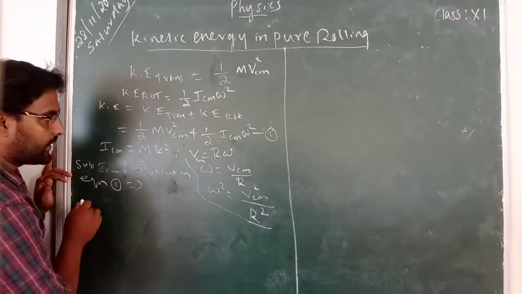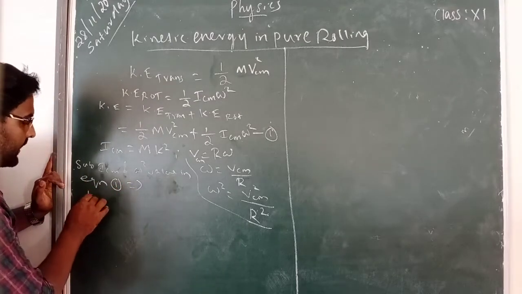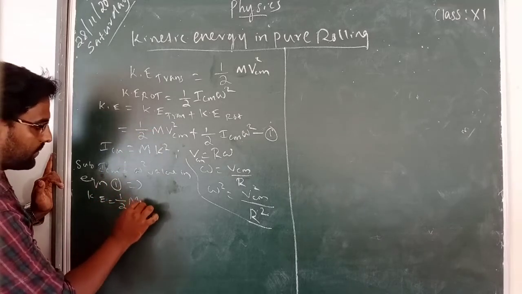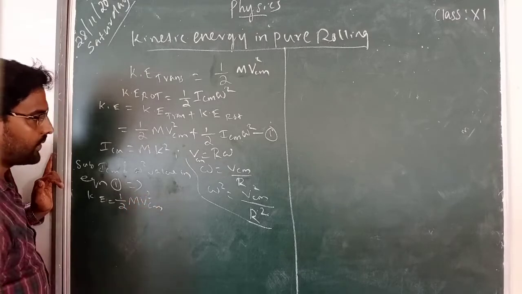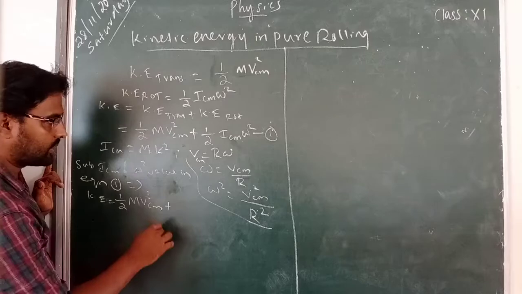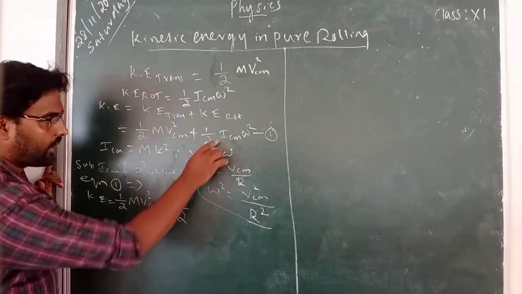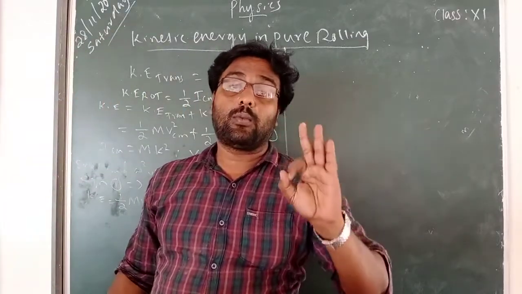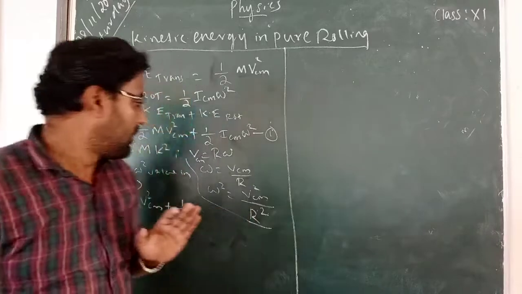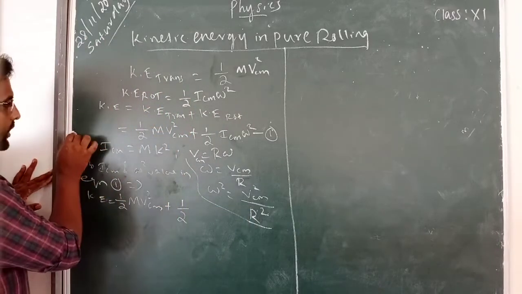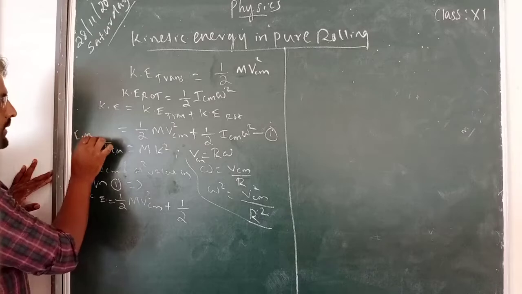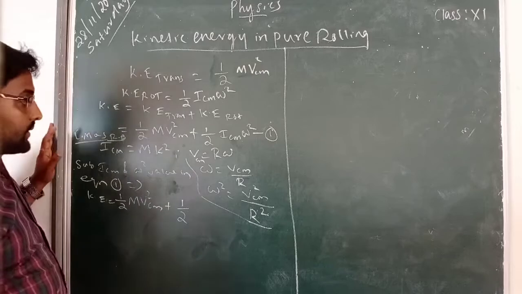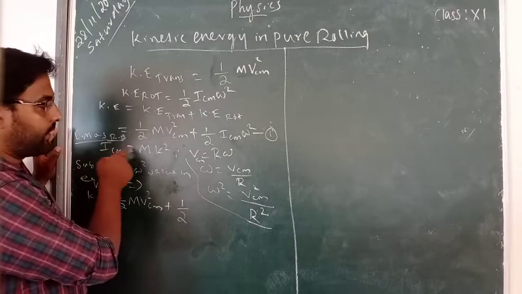Now while substituting these two, what will come? Kinetic energy is equal to half m v square cm plus half I CM omega square, because we are finding this with the center of mass as the reference point. Okay, we have chosen this because we are choosing center of mass as reference point.